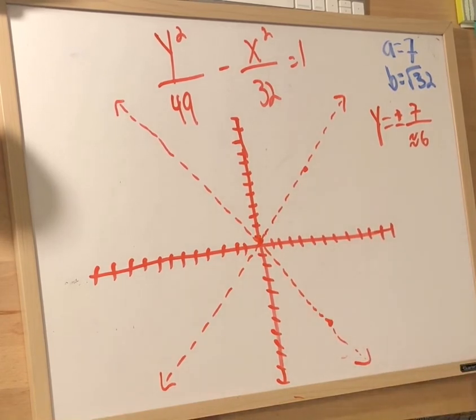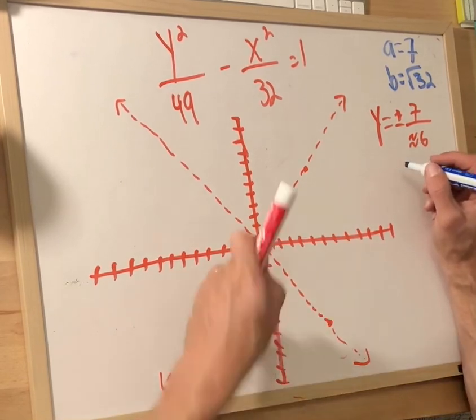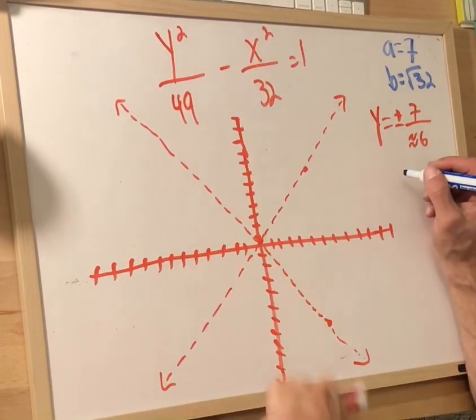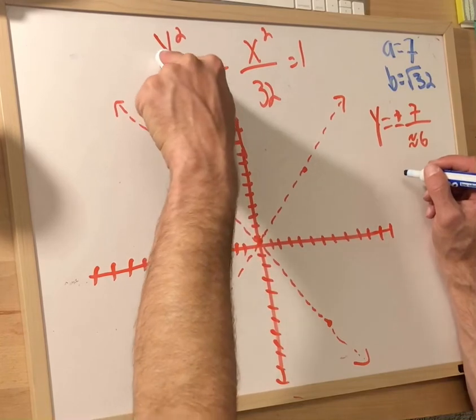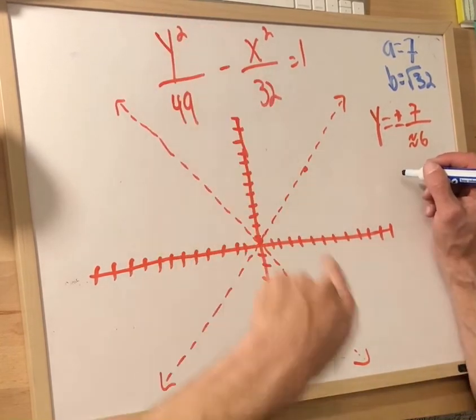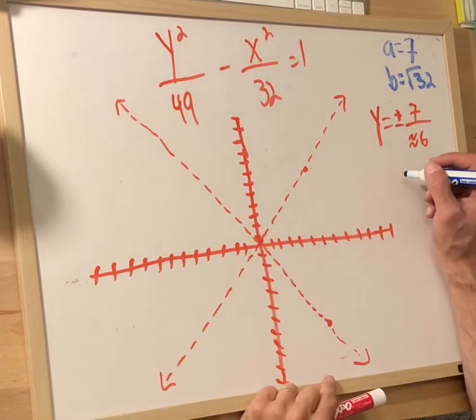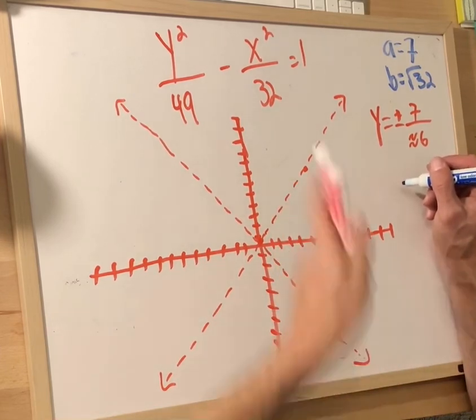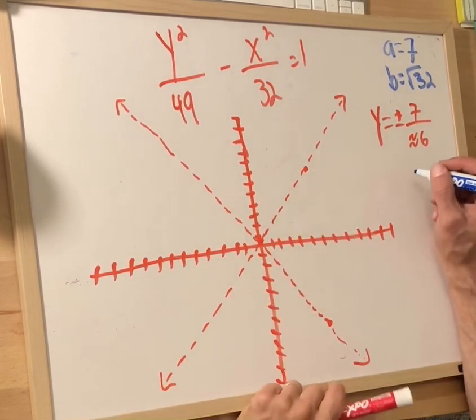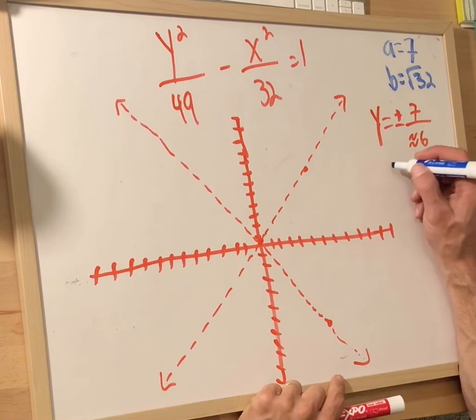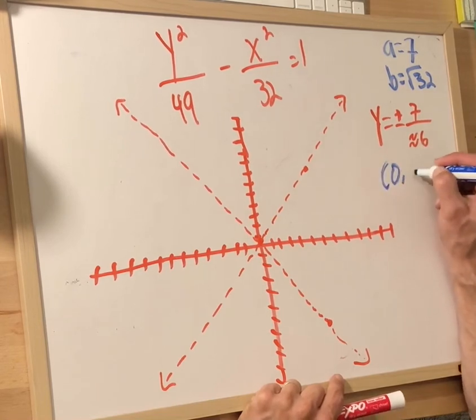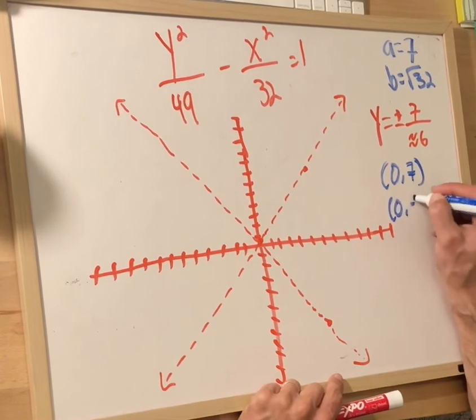Okay, these are called my asymptote lines. Now I'm going to figure out what my vertices are. My vertices are going to be on my y-axis. How do I know it's on my y-axis? Because my y is positive. Whatever variable is positive, that's the one that holds the action. So the vertices are 0, comma, positive 7 and 0, comma, negative 7.